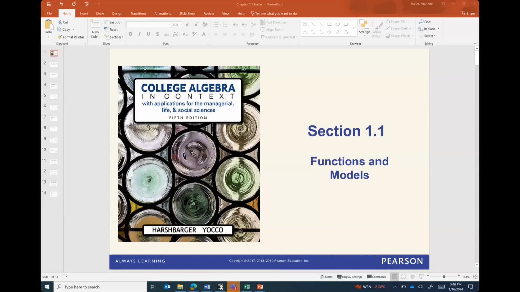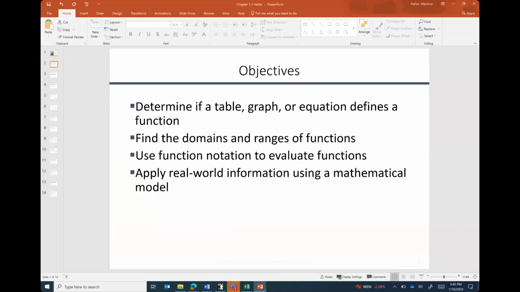Section 1.1, Functions and Models. There are 4 objectives in this section.